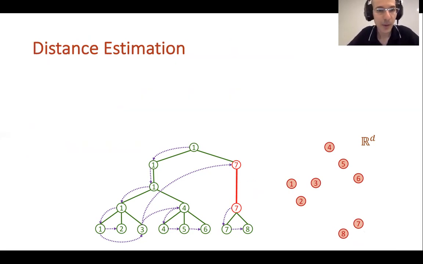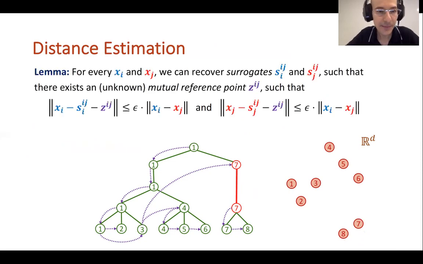And let me show you how we use it for distance estimation. So this is, I'm going to say, the distance estimation lemma. It's a little bit technical, but not really. It says that for every pair xi and xj, we can recover from the sketch two surrogates, x̃i and x̃j. And these surrogates depend on the pair. So it's not like xi always has the same surrogate. The surrogate also depends on the point xj that we are measuring the distance to. And this is why I have those ij in the superscript.